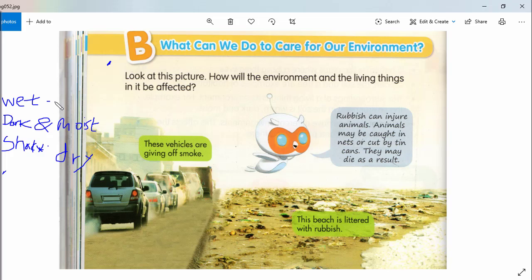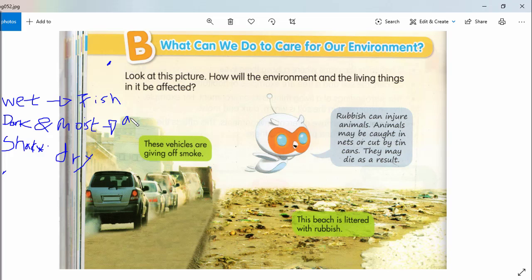So for wet environment, of course, we know that, for example, fish. Fish is a living thing that lives in the environment. Maybe plants like water lily also live in the wet environment. And dark and moist, basically we know that dark and moist is inside the soil. So it's like ant.